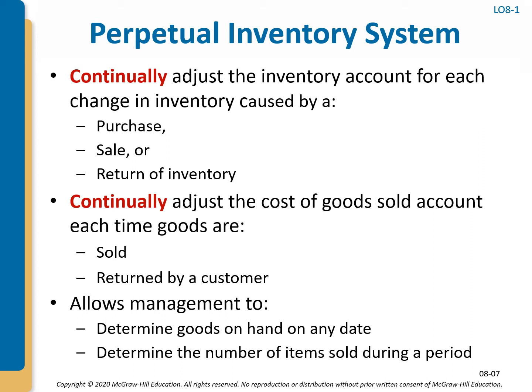It continually adjusts the cost of goods sold account each time goods are sold and returned by a customer. It allows management to determine the goods on hand on any date and determine the number of items sold during a period. So with the perpetual inventory system, every time a transaction happens, such as a purchase, sale, or return of an item, immediately they get recorded in the inventory. And whenever an item is sold or returned by a customer, it is recorded in cost of goods sold immediately.